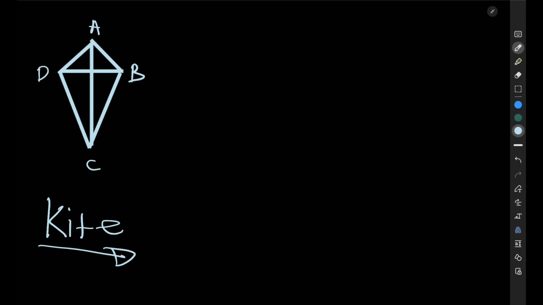Okay, so the first property of a kite is that it has two adjacent sides that are equal. Okay, so adjacent, a lot of people don't know what adjacent means. It just means that it has sides that lie amongst each other, basically. So obviously that would be the lying part. So this is where they lie amongst each other.